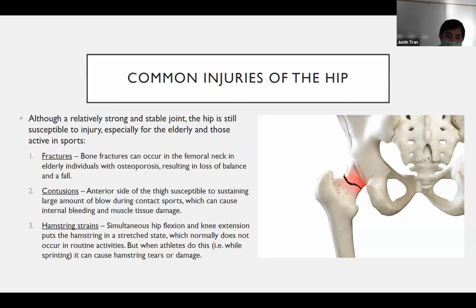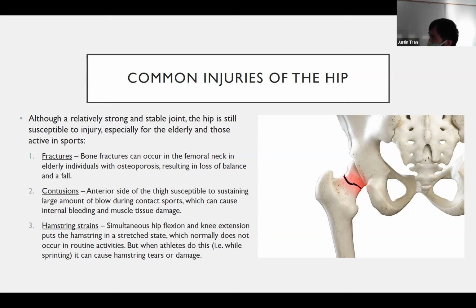One of the more common ones is a fracture. One of the more common places to get a fracture is at the femoral neck, which is what you can see in this image here on the right. And this is especially common for elderly individuals with osteoporosis.